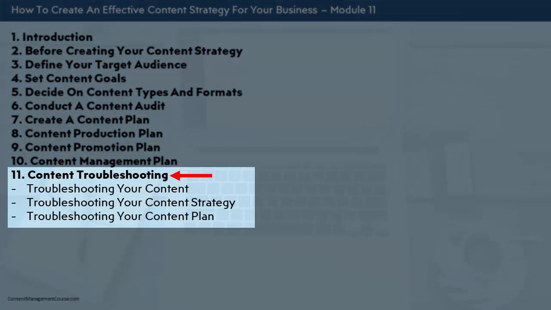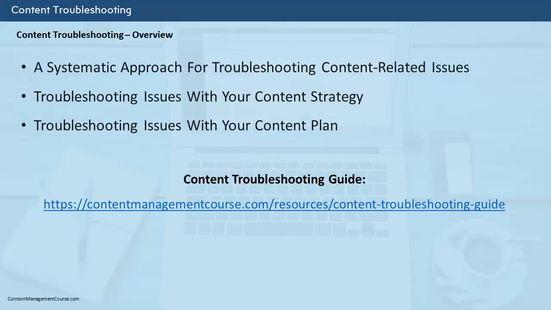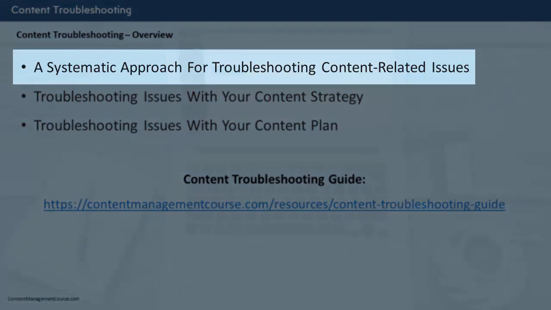Now, what we want to do is look at what we can do if our content strategy isn't working as expected, and how we can troubleshoot and find ways to fix any problems or issues related to our content. So, in this lesson, I'm going to introduce you to a systematic approach for troubleshooting content-related issues.